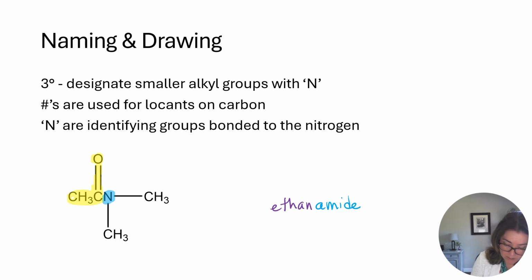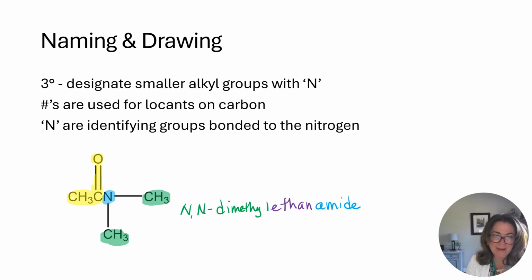Now I do have, we'll do these in green, 2 methyl groups bonded to the nitrogen. So that is going to give me an N, N-dimethyl. So N,N-dimethyl ethanamide.